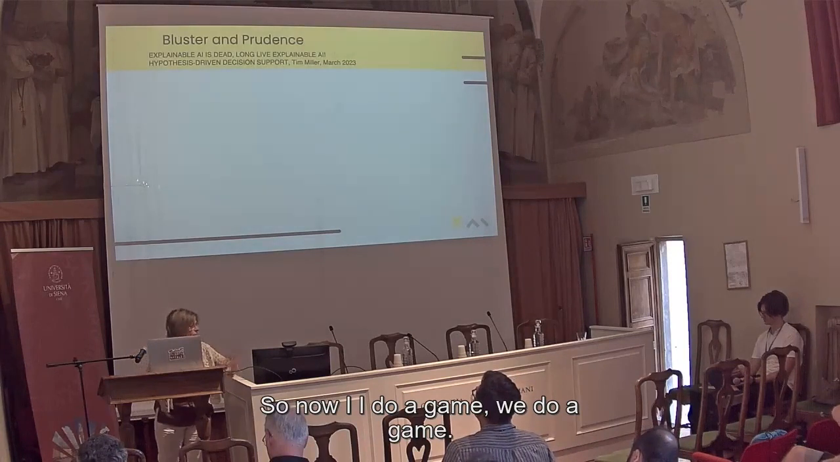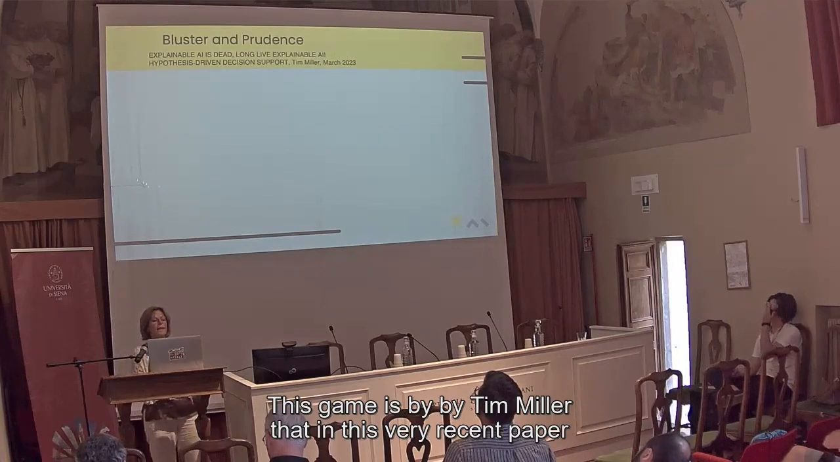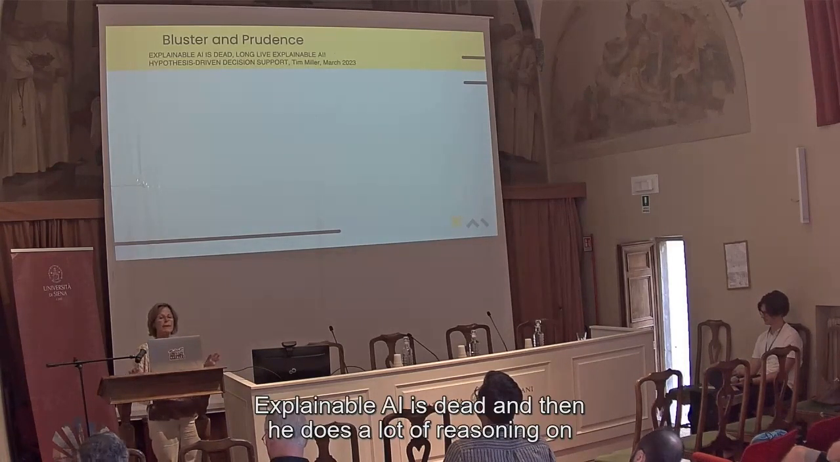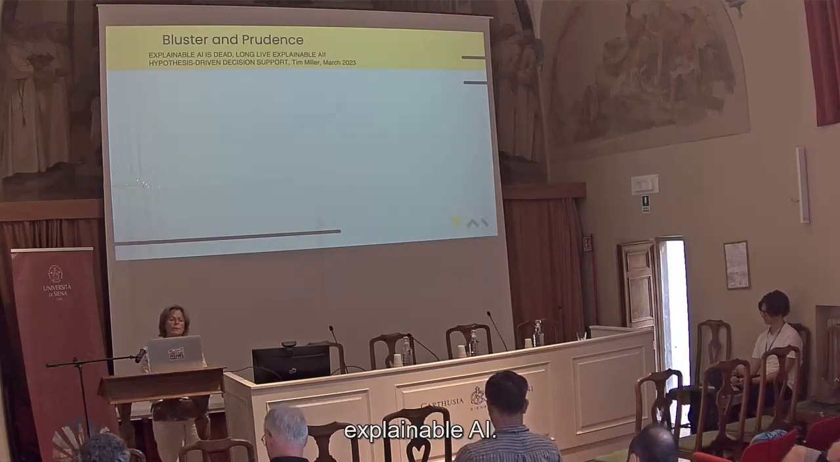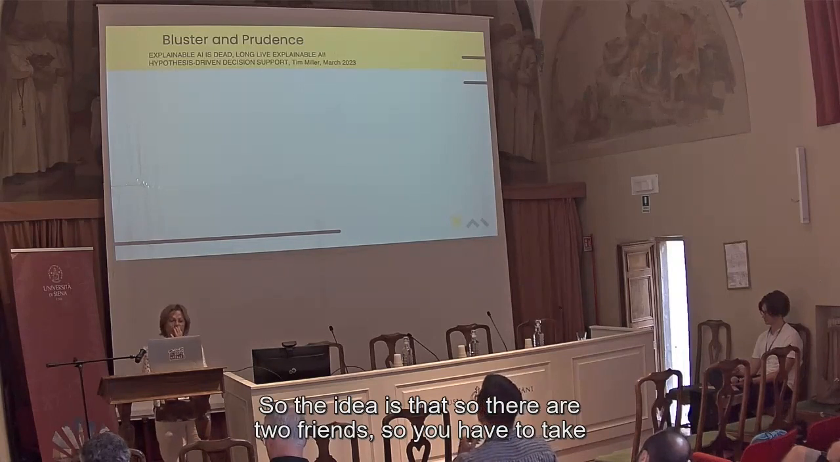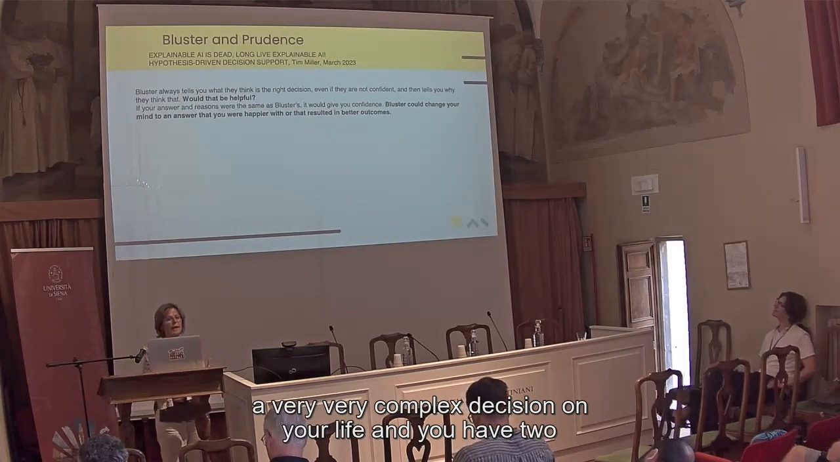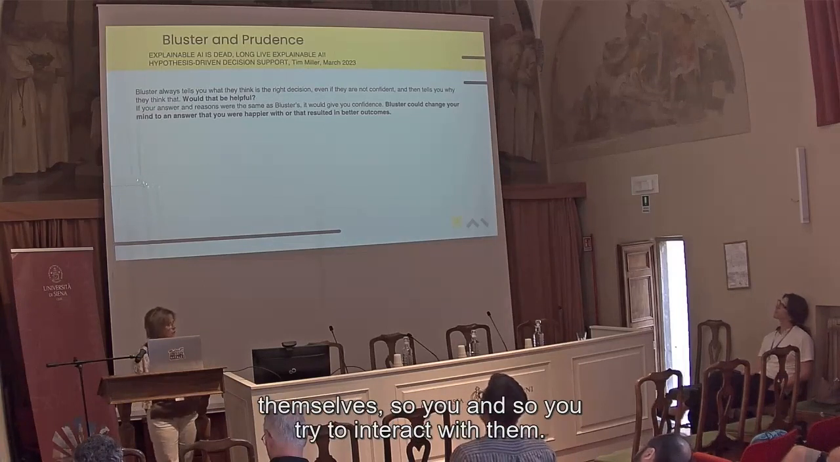So now I do a game with you. The game is not my invention. This game is by Tim Miller, who in his very recent paper was saying, okay, explainable AI is dead. And then he does a lot of reasoning on explainable AI, and then says, okay, long live explainable AI. So the idea is that there are two friends. You have to take a very complex decision in your life, and you have two friends that usually are very good at taking decisions for themselves. So you try to interact with them.